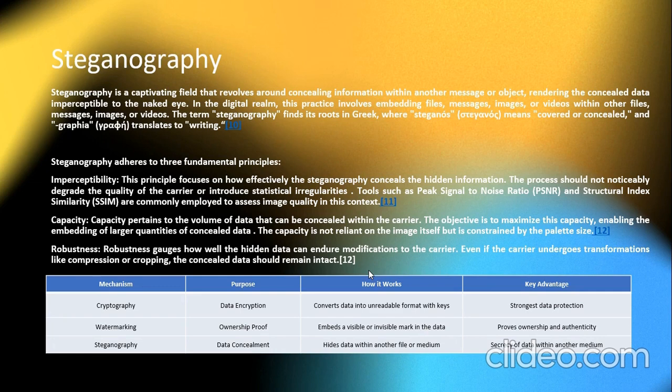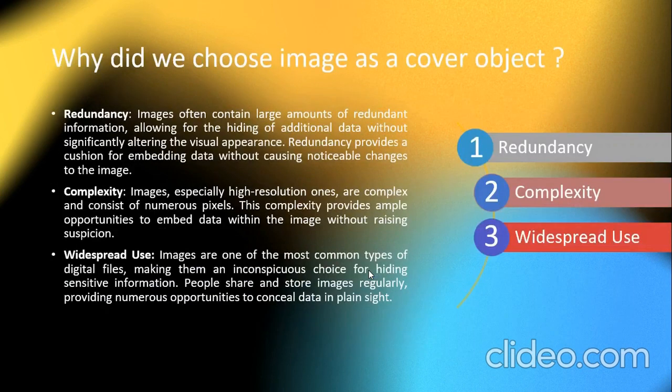We know steganography has some fundamental principles. Those are imperceptibility, capacity, and robustness. These are important factors for steganography to work. In our thesis, we have chosen image as a cover object. That's because it has widespread use, it has many complexities in it, and an image has a large amount of redundant information in it. So we can use this object on digital platforms without getting identified.